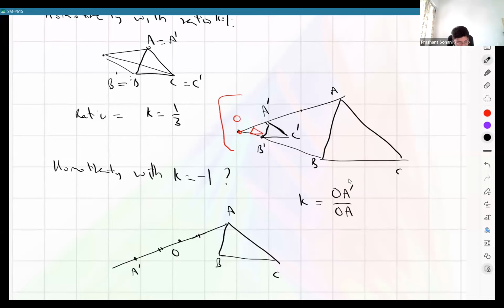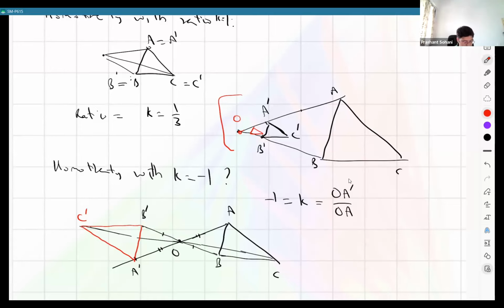Because now OA and OA dash are in opposite directions. So one will be positive, one will be negative, and so this will be exactly -1. So that is why if I take O as the center, you can think of this as reflection through O, reflection through a point. In the same way, BO can be extended to B dash. So you are going to get this kind of parallelograms and C will go to C dash. So your original triangle has now become this triangle. Okay, so this is also homothety with the negative ratio.